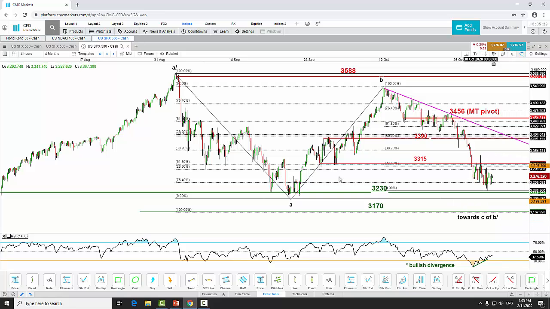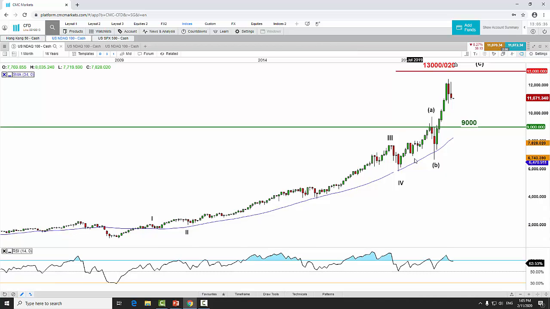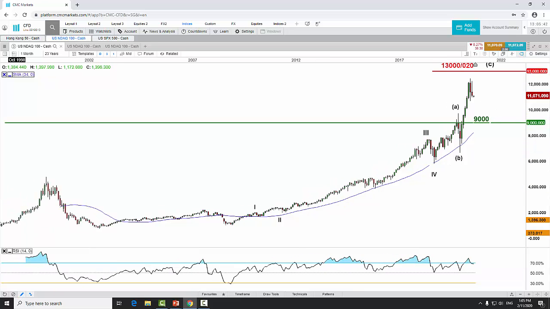Okay, now let's go on to the Nasdaq 100. What is trading now is a very exponential, steep uptrend that was actually seen previously on the 2000 dot-com bubble as well.